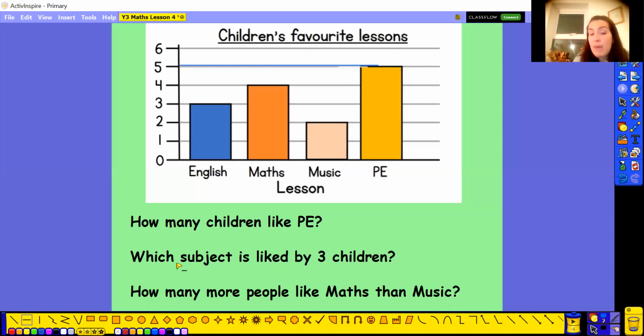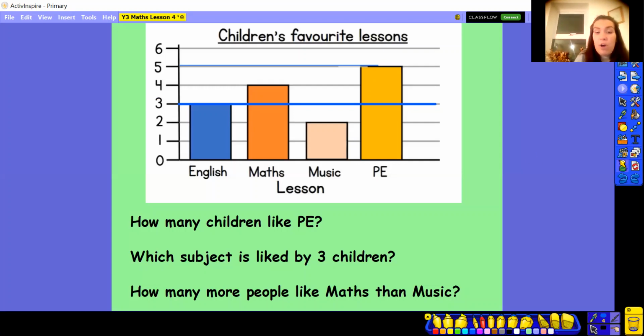I might get questions like this. Well, which subject is liked by 3 children? So instead of finding how many children like the subject, I'm doing it the other way around. So this time I'm going to go to 3. So I'm going to look up my y-axis, which is this one. I'm going to find 3. And I'm then going to go across until I can find the bar that it meets. Well, I can see here that actually it hits bang on the top of English. So English is a subject that was chosen by 3 children.